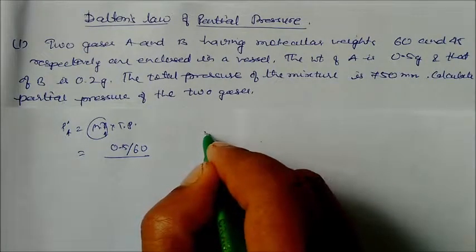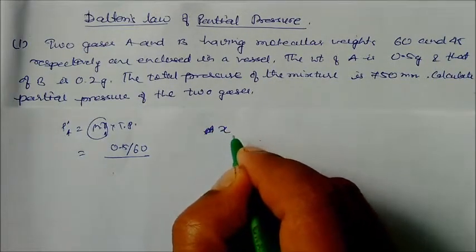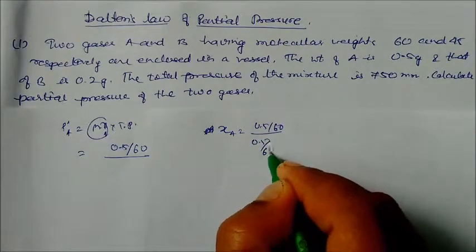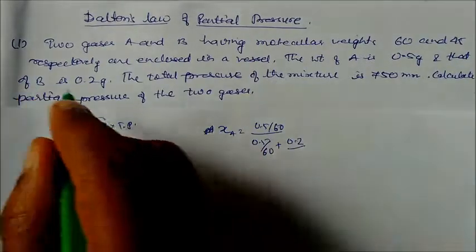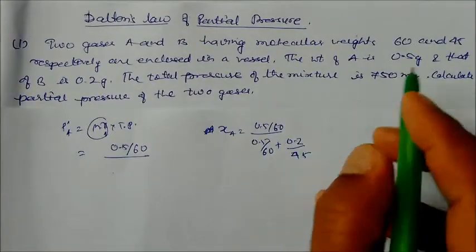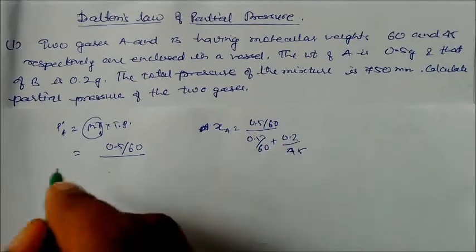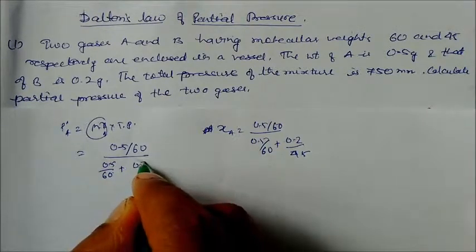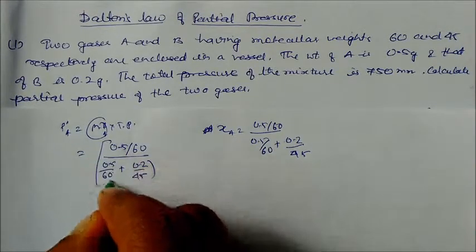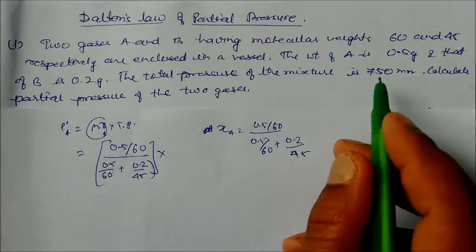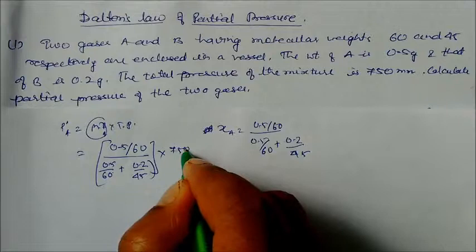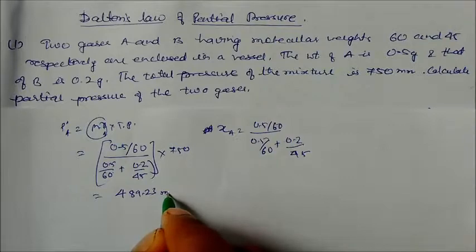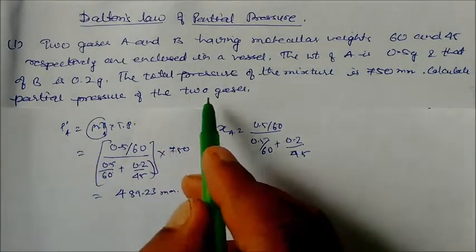So the mole fraction of A will be 0.5 by 60, divided by 0.5 by 60 plus 0.2 by 45. So this is the mole fraction. We can write this directly here: 0.5 upon 60 plus 0.2 upon 45. This is the mole fraction, and the total pressure given here is 750. On solving we will get the answer 489.23 millimeter.